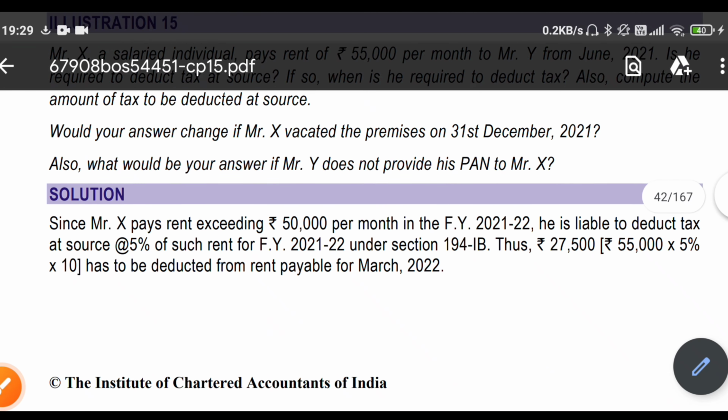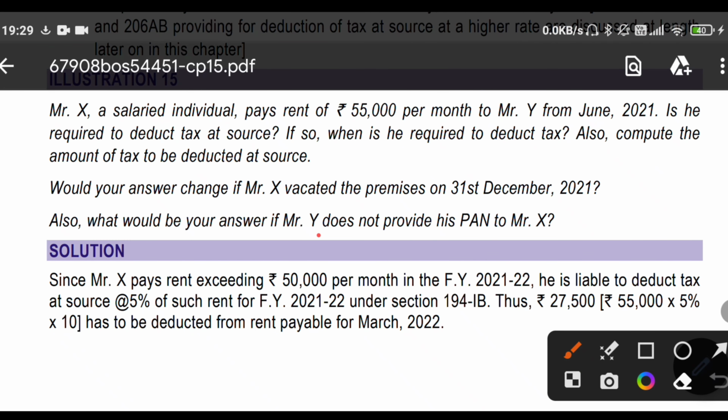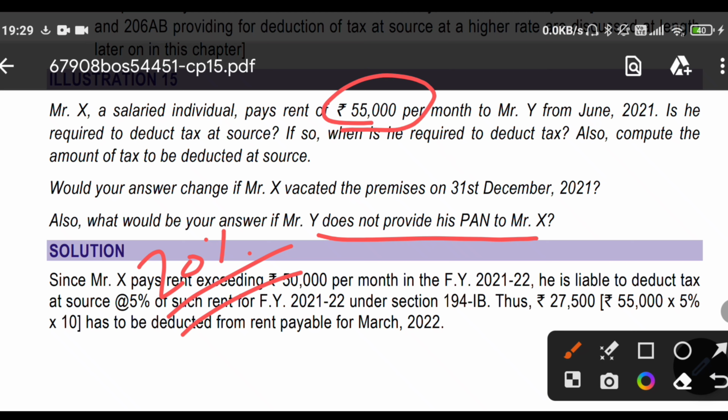And next is, what would be your answer if Mr. Y does not provide PAN to Mr. X? So in case Mr. Y does not provide PAN to Mr. X, then TDS rate will increase to 20%, okay. But it cannot exceed the rent of the last month, okay. So what is the rent of the last month? 55,000. So it cannot exceed 55,000.